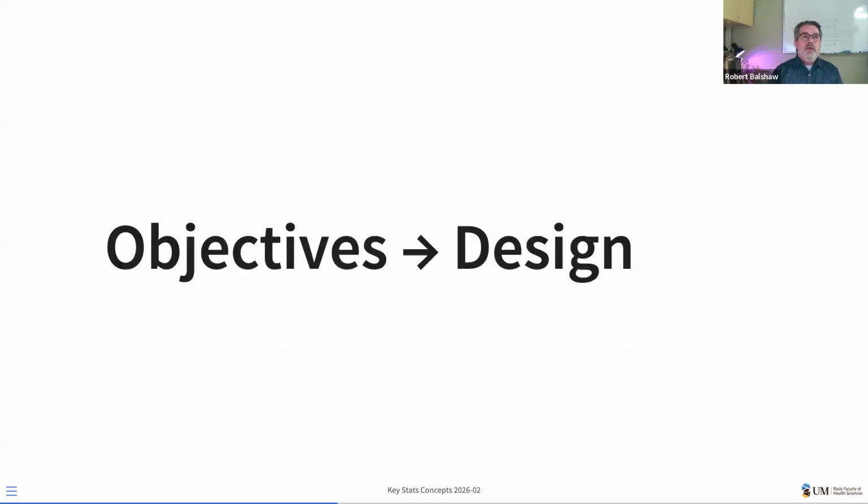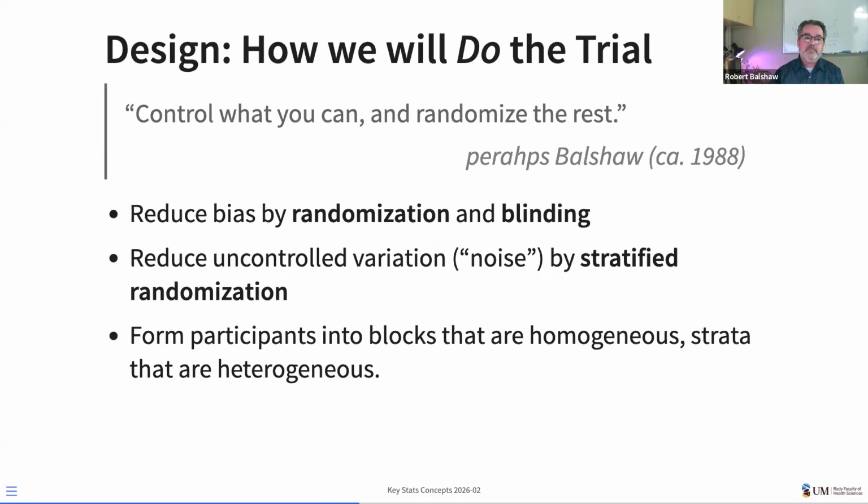All right, so different objectives lead to different endpoints. Different endpoints are naturally attached to different types of analyses. Likewise, different objectives are supported by different designs. So depending on the type of objective, you'll see different statistical designs in play. And what do we mean by the design? That's how are we going to do the trial?